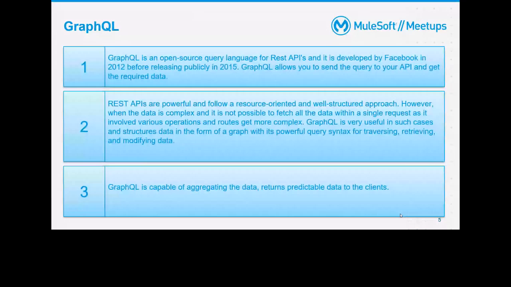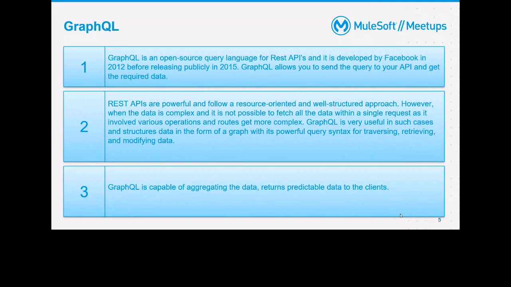your REST API response. It was developed by Facebook in 2012, and it was made open source in 2015. It also allows you to send a query to your API and get the required data. Generally, what happens, I will give an example. Let's consider I have a REST API, and this REST API is returning me 10 fields, right?